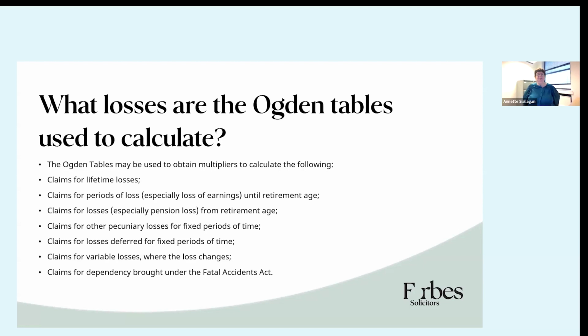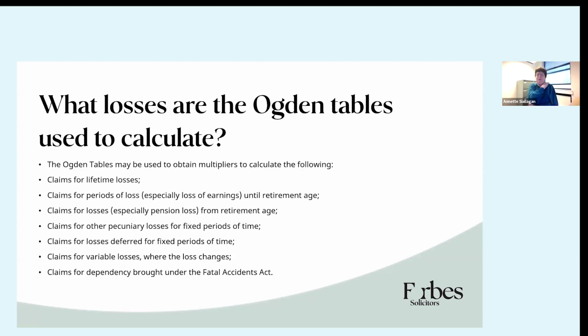You can also use them to calculate periods of loss until retirement age. So in particular, we are talking about loss of earnings there. And that's tables 3 to 18. You will also be able to calculate multipliers for pension loss. So you'll choose tables 19 to 34 for that. So you will have someone who's going to retire at age 70, and you'll apply the multiplier from those tables. There are also tables to calculate fixed periods of time and deferred periods of time.